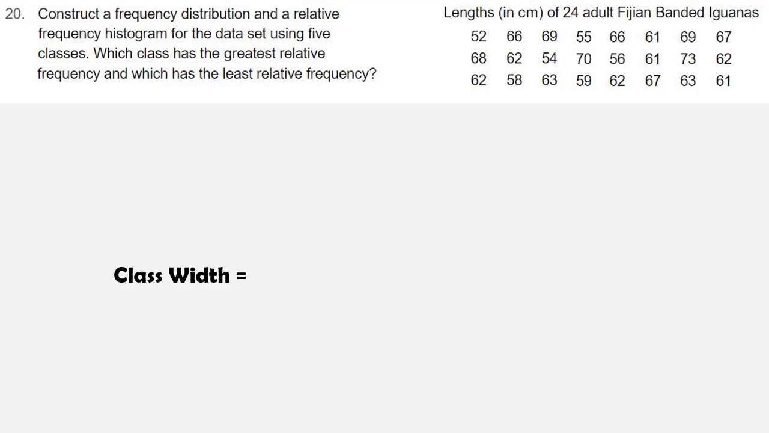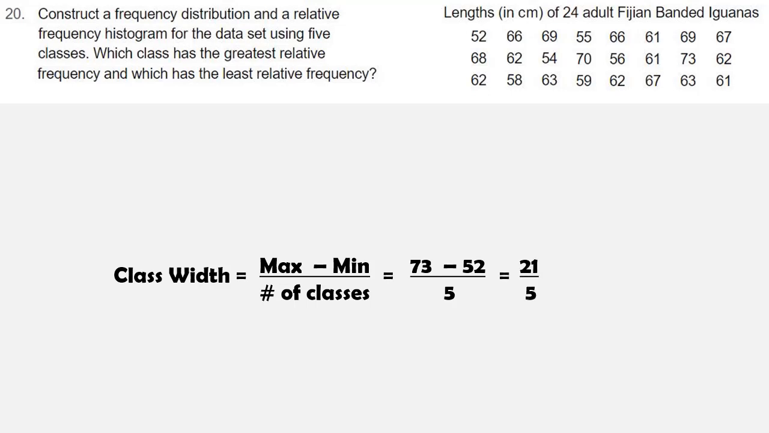So first we're going to find the class width, because to build any kind of frequency distribution, we need the class width. The formula for the class width is maximum minus minimum divided by the number of classes. The maximum data value here is 73, and the minimum is 52. So 73 minus 52 is 21. We divide that by the number of classes, which is 5. 21 divided by 5 is 4.2. With class width, we always round up to the next highest integer, which is 5. So the class width for this set of data is 5.